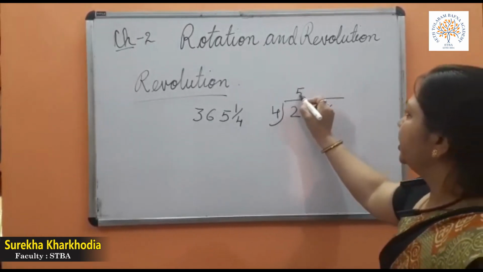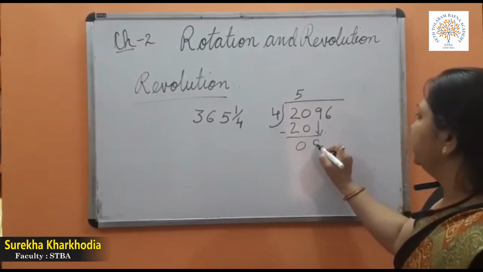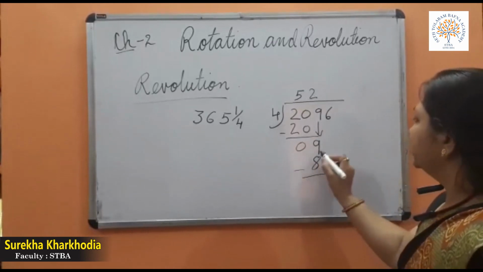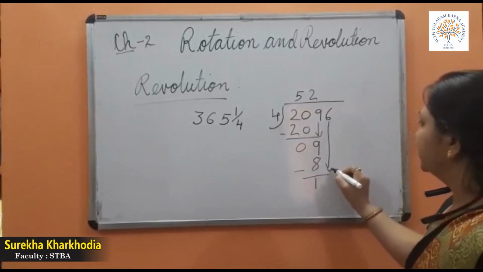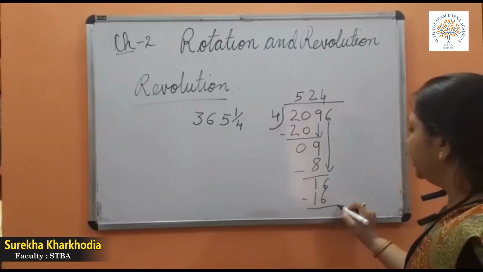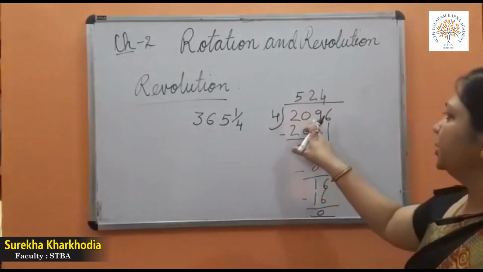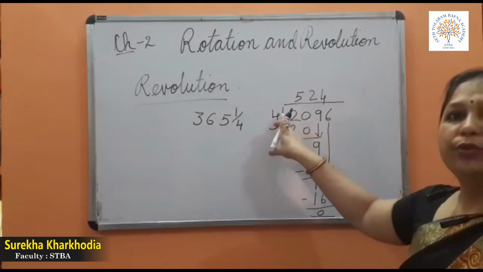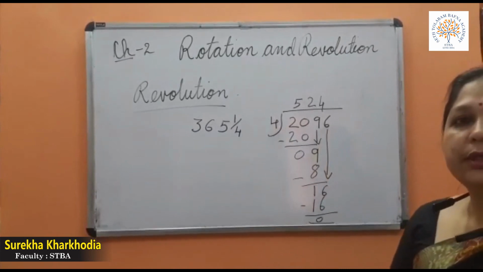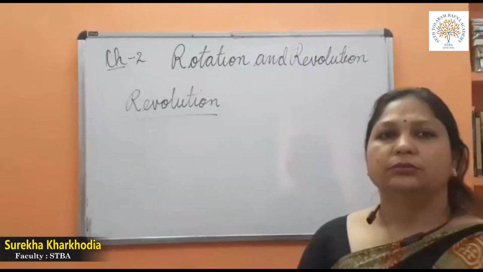4 5s are 20, you know this. Carry down 9. 4 2s are 8. Again minus. 1 is remaining, you will carry down 6 here. 4 4s are 16. Completely divided, the remainder is 0. This means this year is totally divided by 4. So this year is a leap year. When the remainder is 0, then it is a leap year. Yes children.